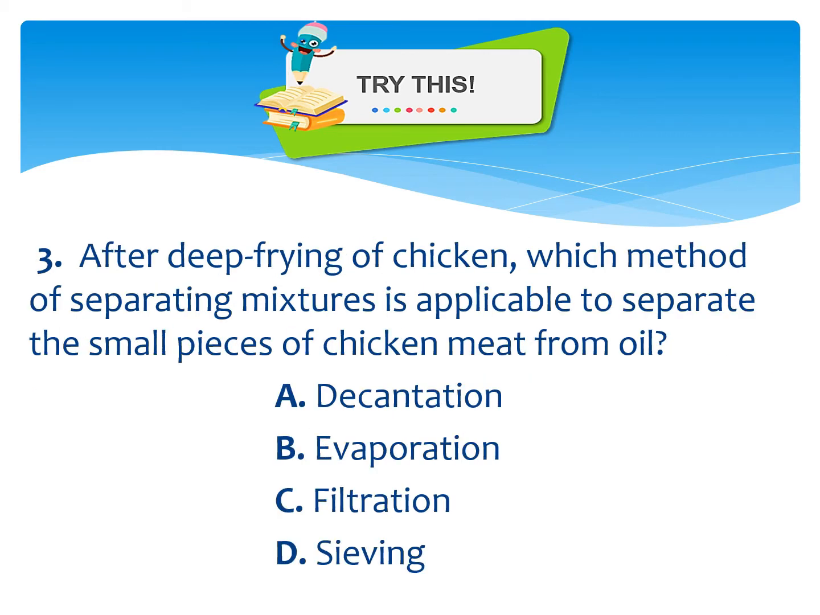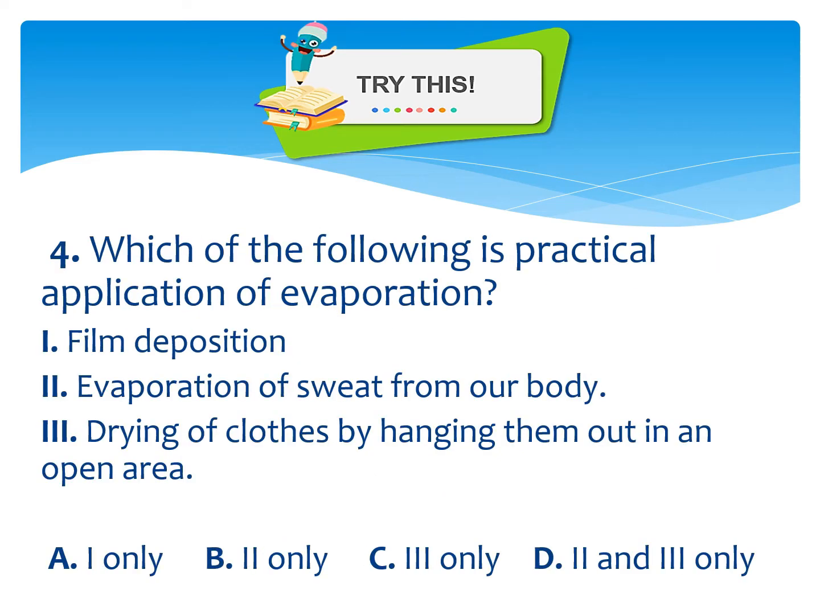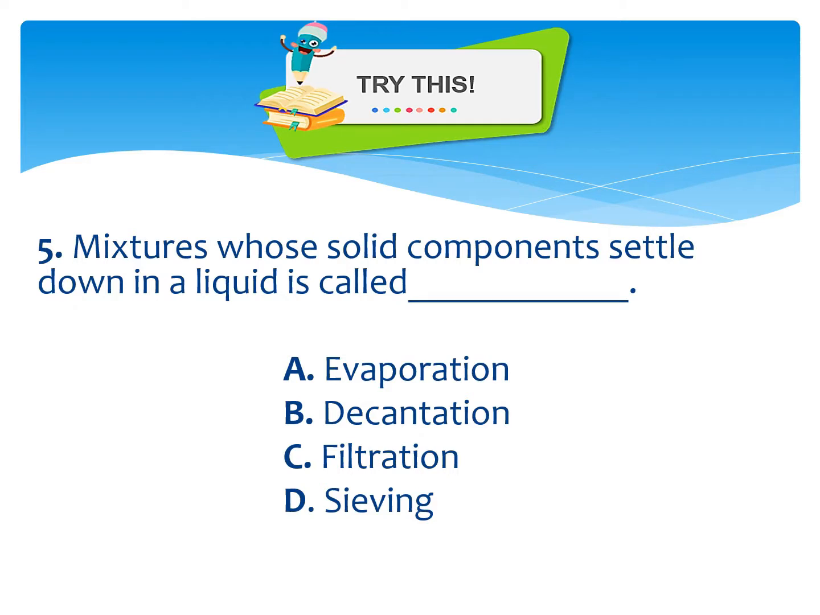Number 3. After deep frying of chicken, which method of separating mixture is applicable to separate the small pieces of chicken meat from oil? A. Decantation. B. Evaporation. C. Filtration. D. Sieving. Number 4. Which of the following is practical application of evaporation? First, film deposition. Second, evaporation of sweat from our body. Third, drying of clothes by hanging them out in an open area. A. First only. B. Second only. C. Third only. D. Second and third only. Number 5. Mixtures whose solid components settle down in a liquid is called blank. A. Evaporation. B. Decantation. C. Filtration. D. Sieving.